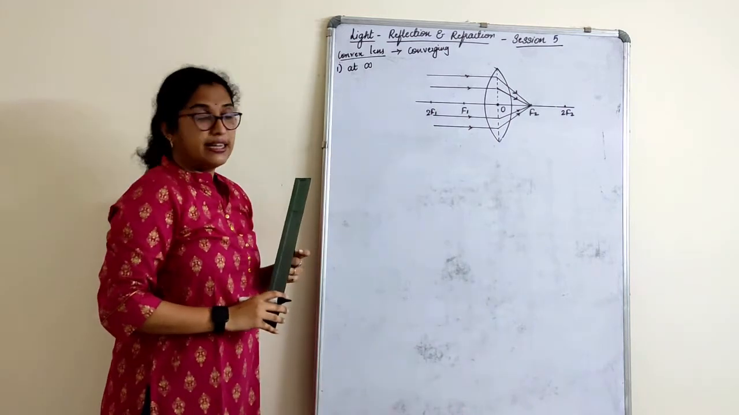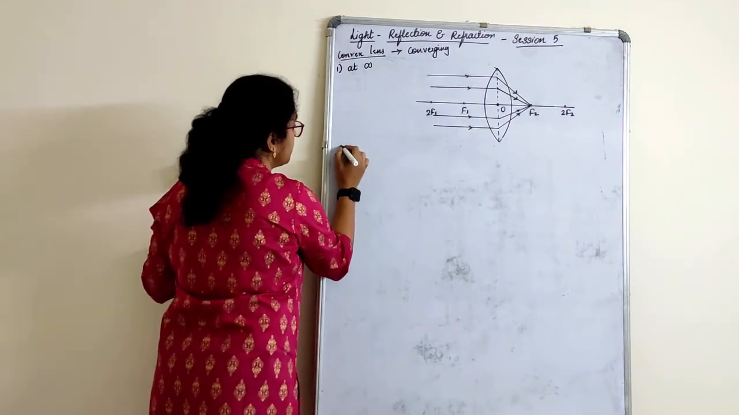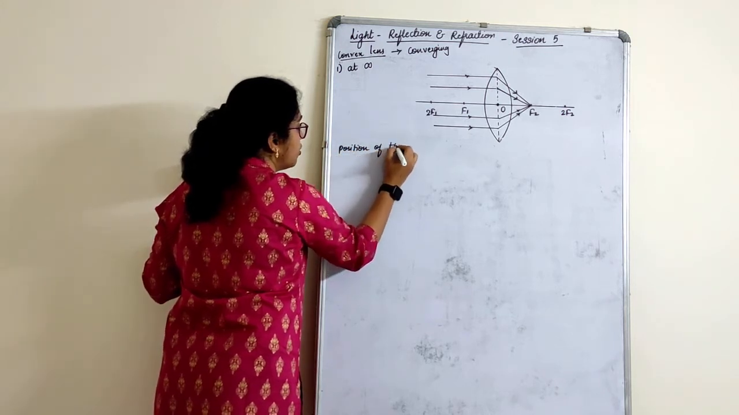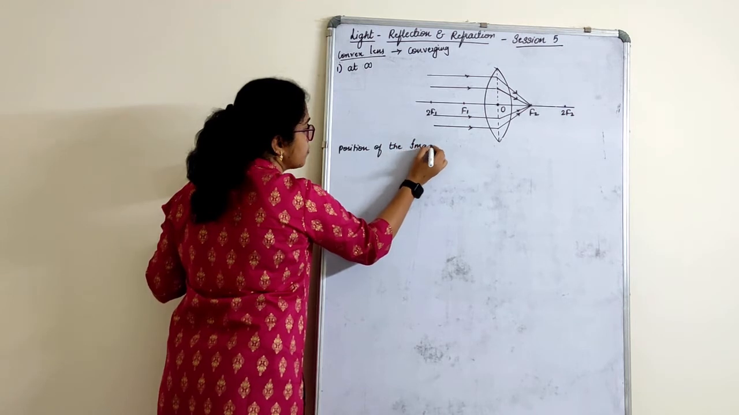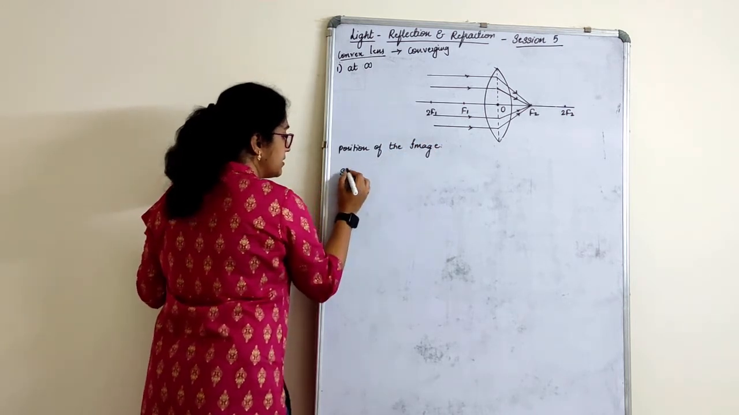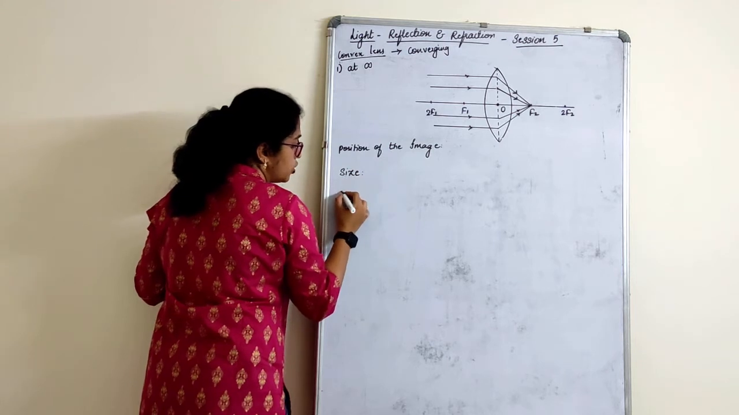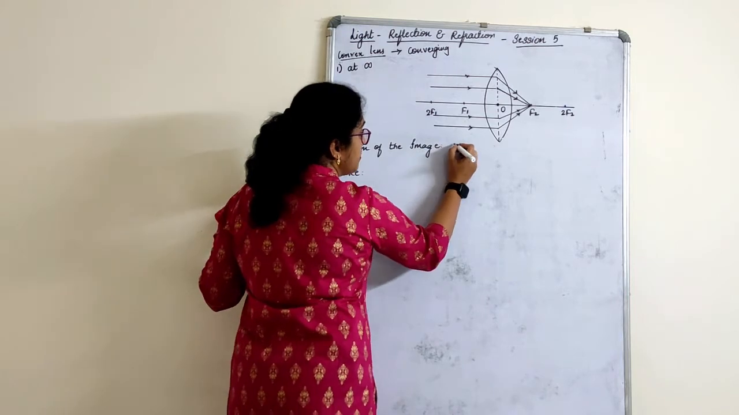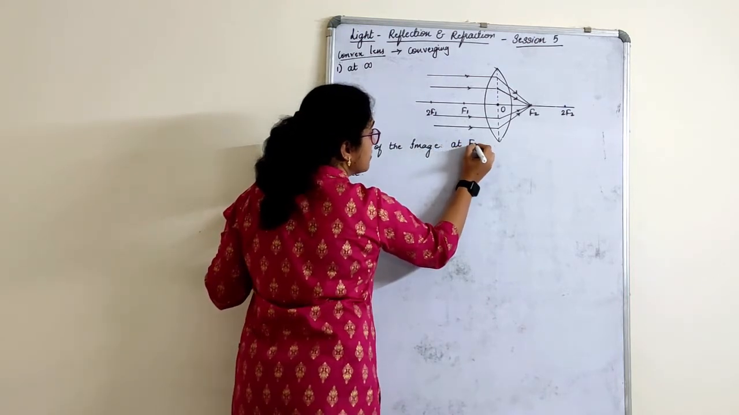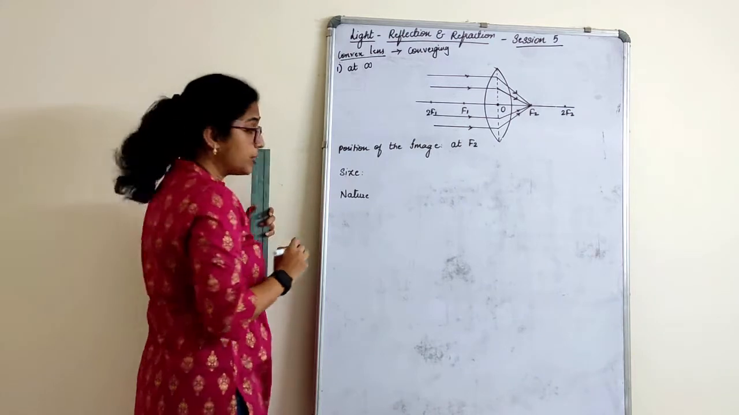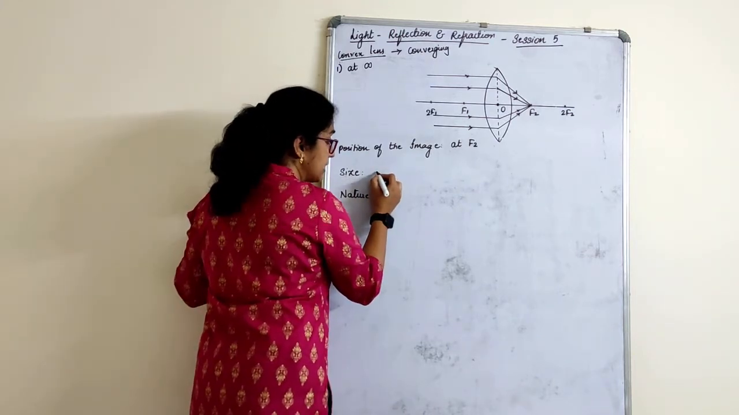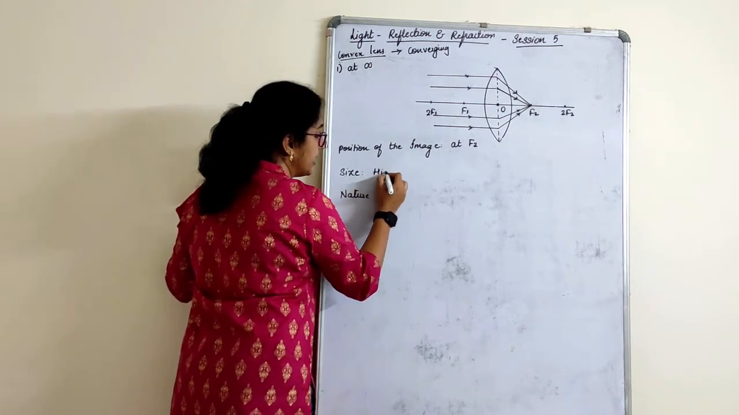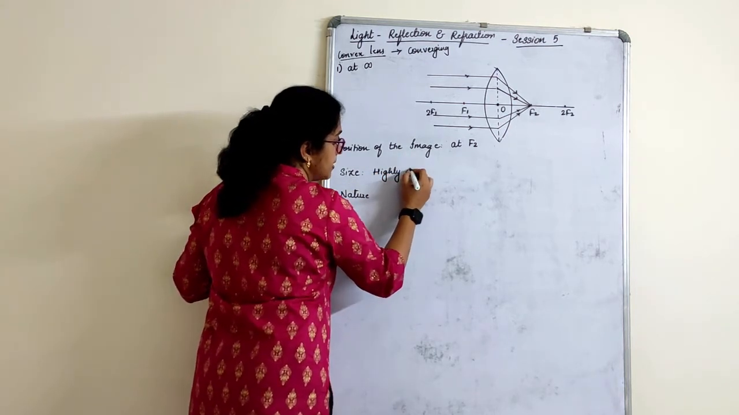Done. Let us write position. Position of the image. Size of the image. Nature of the image. Must and should, what you have to write. What is the position of the image? At F2. Okay. What is the size? Diminished. Highly diminished, right? The word: highly diminished.